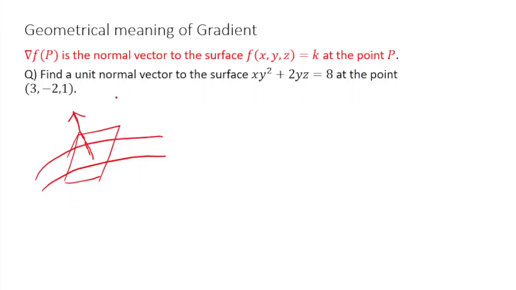So the meaning of gradient is that it gives you the normal vector to the surface at the point at which you are calculating. So to understand it, let us quickly solve this problem.